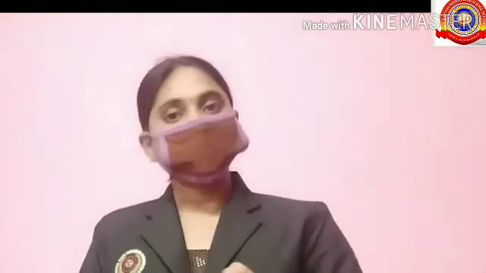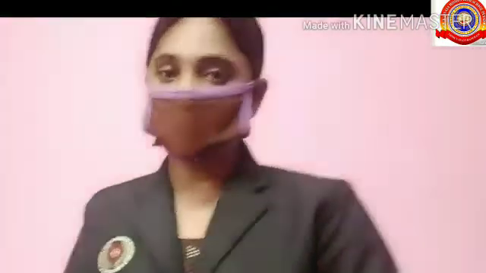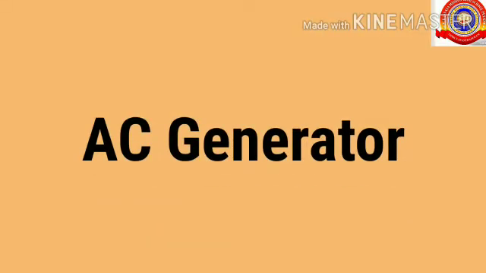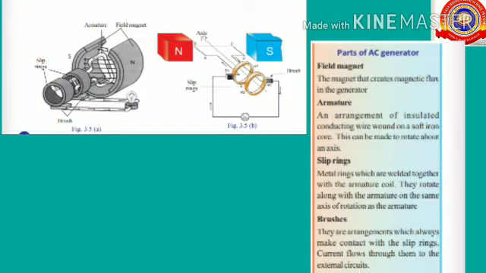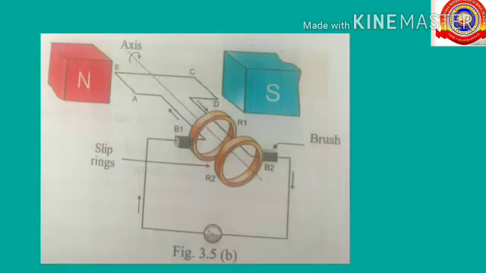Okay? So before that, do you remember what is a generator? It is a device that converts mechanical energy into electrical energy, and the working principle is electromagnetic induction. Okay, so let's go more through the AC generator. Do you remember which are the parts of an AC generator? Yes, field magnet, armature, slip rings and brushes.